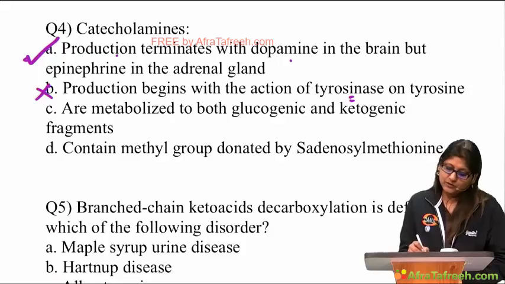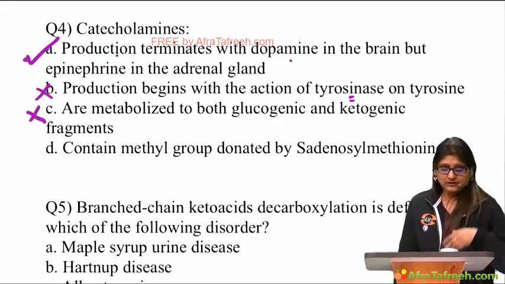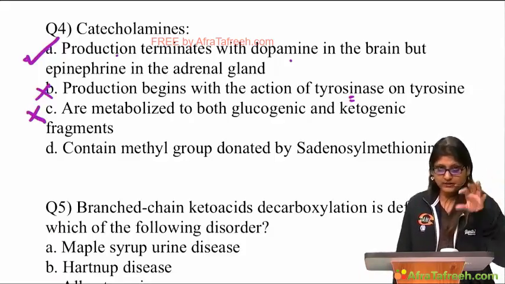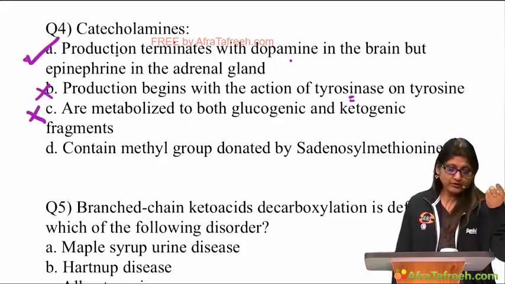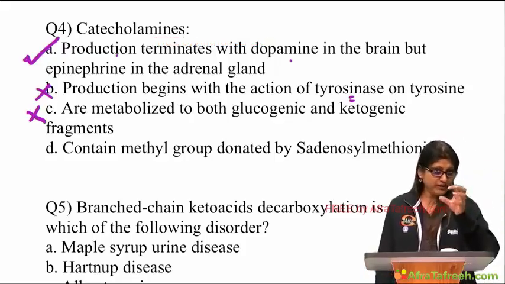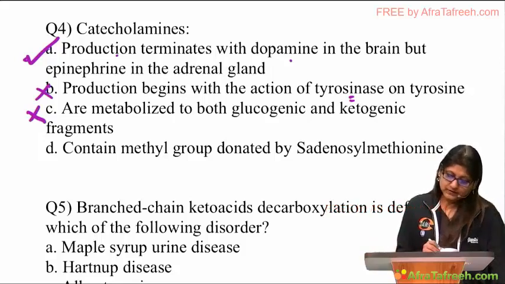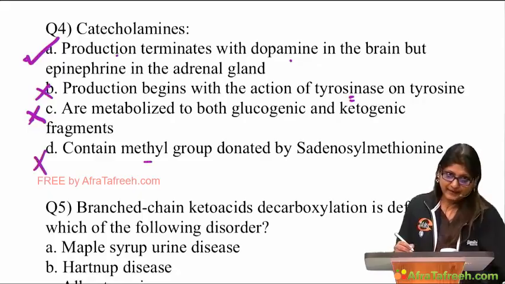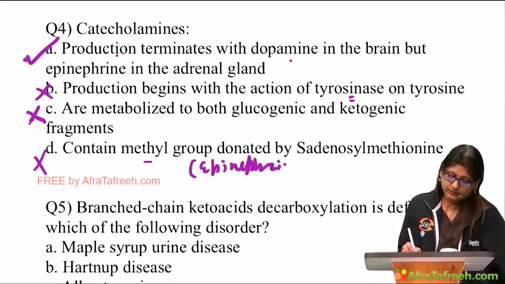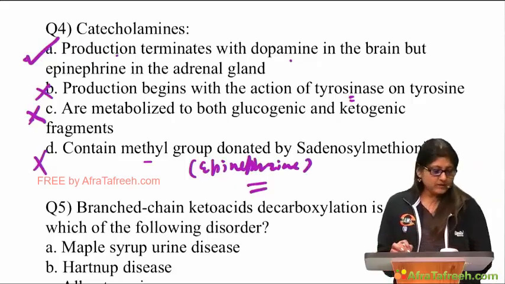They are metabolized to both gluco and ketogenic. This is wrong. Tyrosine is getting metabolized to gluco and ketogenic. But whenever we are talking about catecholamines, it's converted to VMA, vanillyl mandelic acid, which is a waste compound, neither glucogenic nor ketogenic. So this statement again is wrong. Contain methyl group donated by S-adenosyl methionine. All catecholamines do not contain methyl group by SAM. It is only epinephrine which contains methyl group, right?